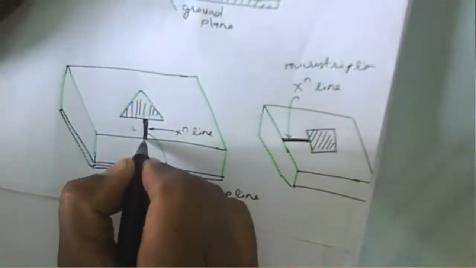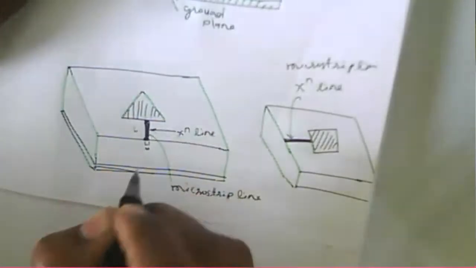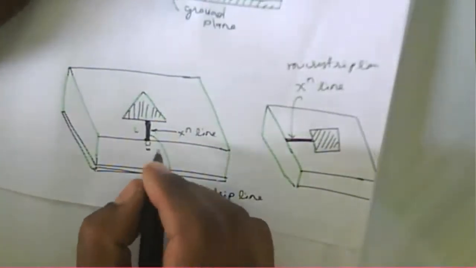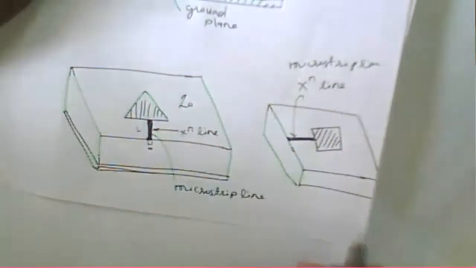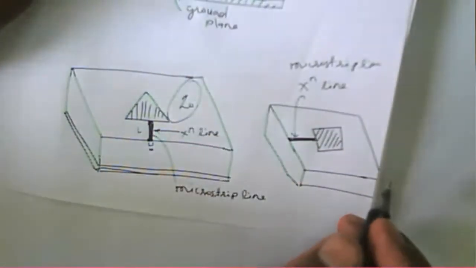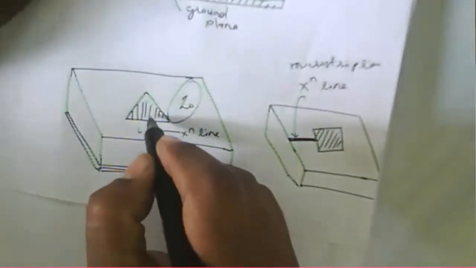This is nothing but the length of this line, and this portion is nothing but the width, and it has some particular thickness. So now width and thickness will tell you what the characteristic impedance of that line will be. If that line length changes, again the characteristic impedance of this particular line changes. Now that is about the line.